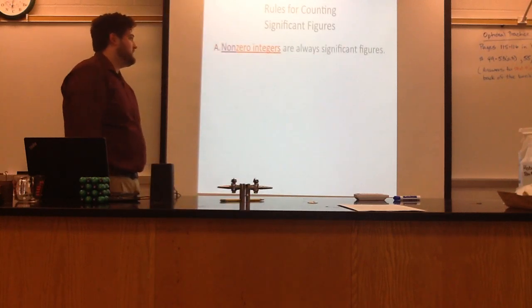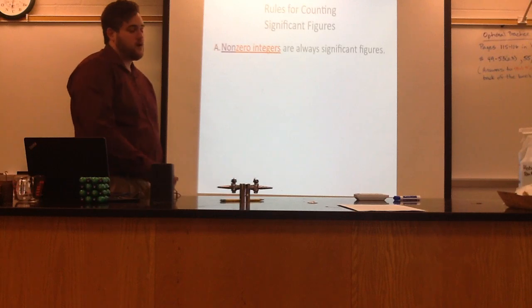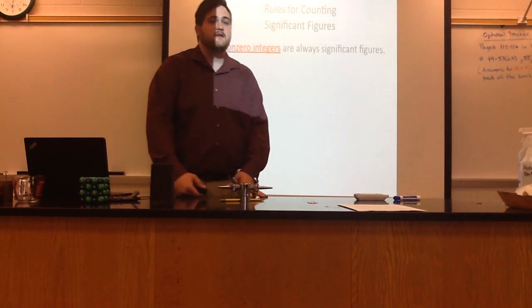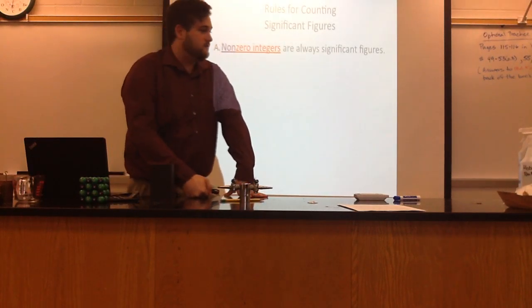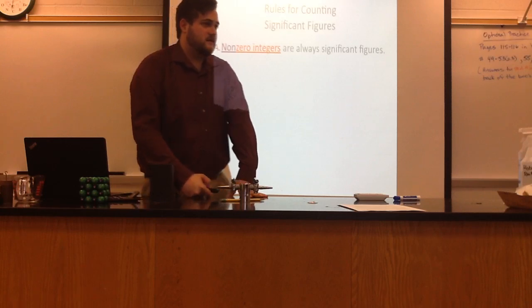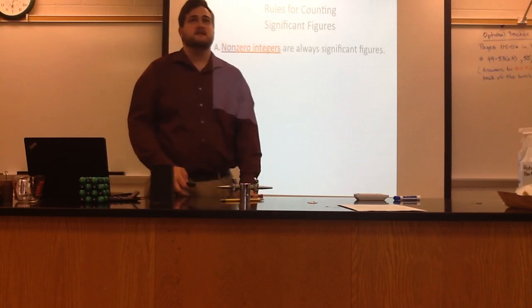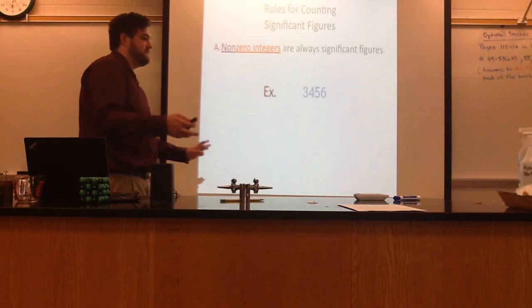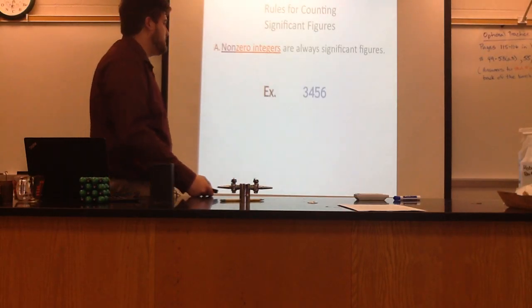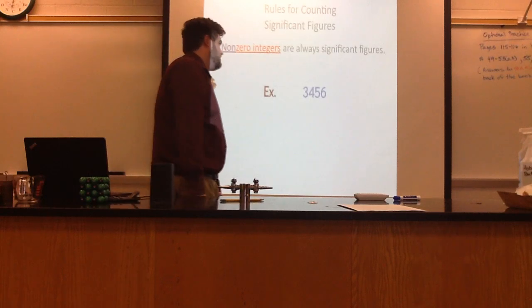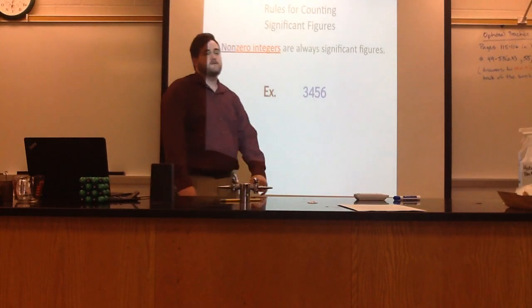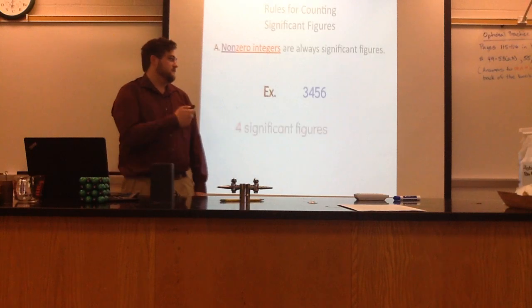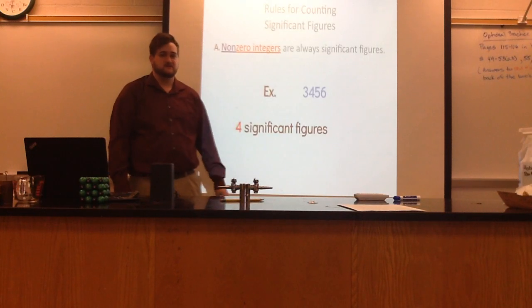So we're going to start with some basic rules. Non-zero integers are always significant figures. So anything that is a number that is not zero is going to be significant in your calculation. You never, ever want to leave it out of the significant figure calculations. So, example, 3,456. How many significant figures? 4. There's 4 non-zero integers.